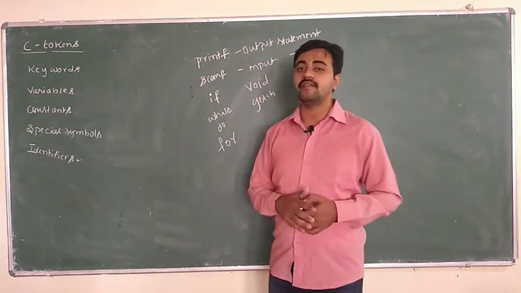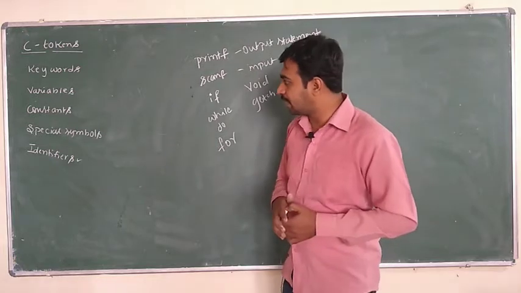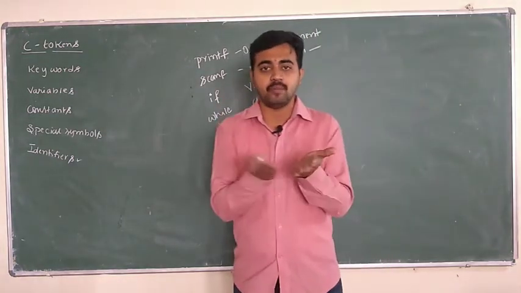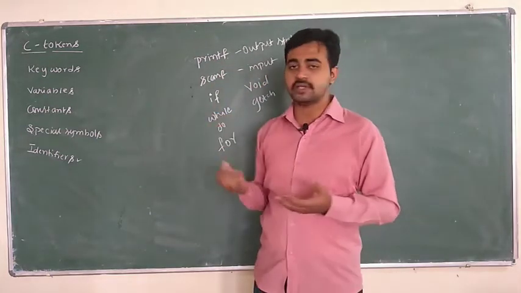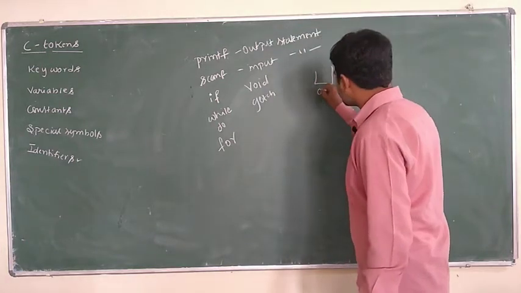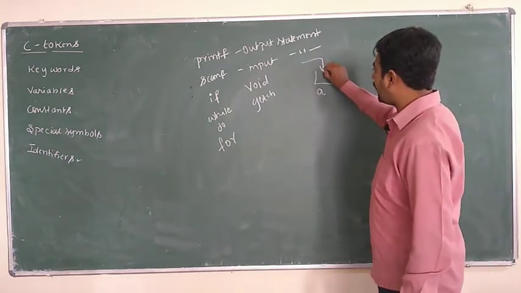Next we have variables. What do you mean by a variable? Variables are placeholders, just like how we have a box where we place elements. In the same way, a variable holds a value. Say, for example, I am taking a variable as a. It holds some value.